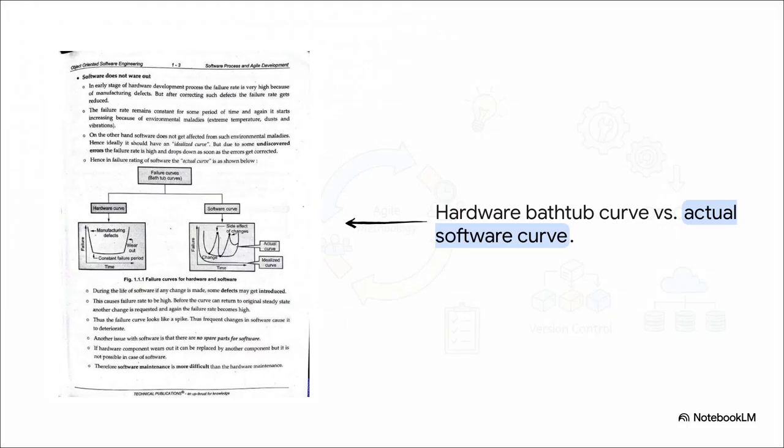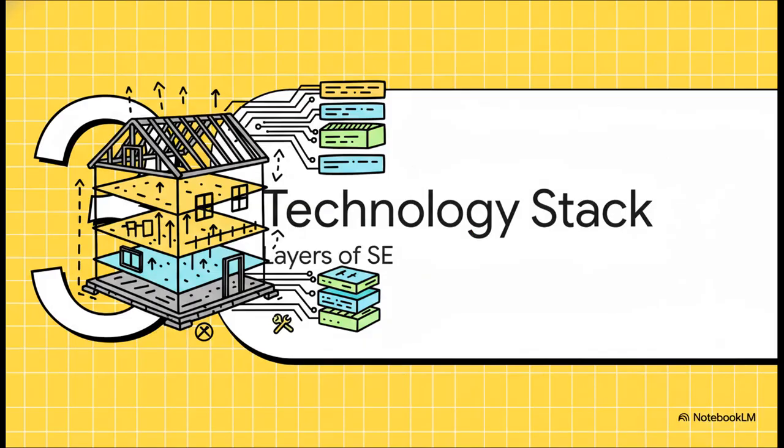The hardware bathtub curve perfectly illustrates what I'm talking about here. It shows early failures from manufacturing defects, then a nice long period of steady operation, and finally a huge spike at the end as the machine physically wears out. But contrast that with software. Theoretically, software should have this perfect idealized curve. We fix the early bugs, and then it just runs flawlessly forever because, well, it doesn't wear out. But in reality... Okay, section 3, the layered technology stack.